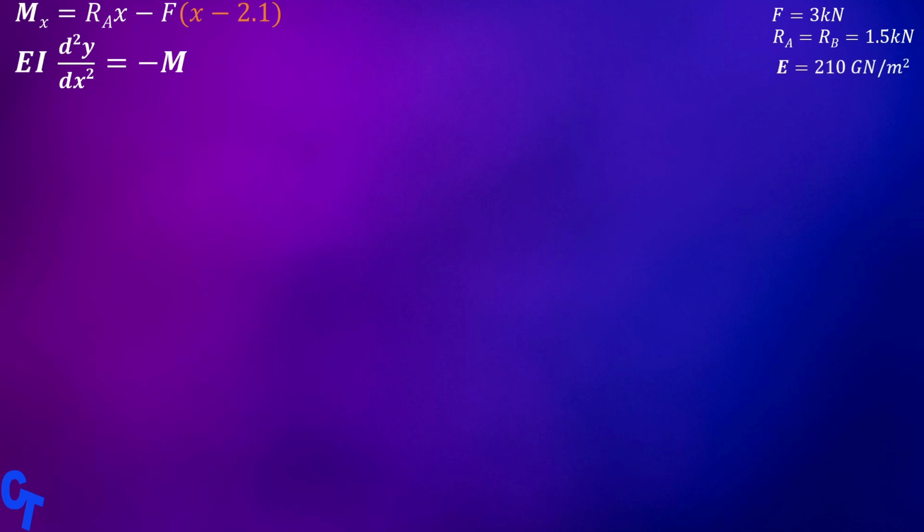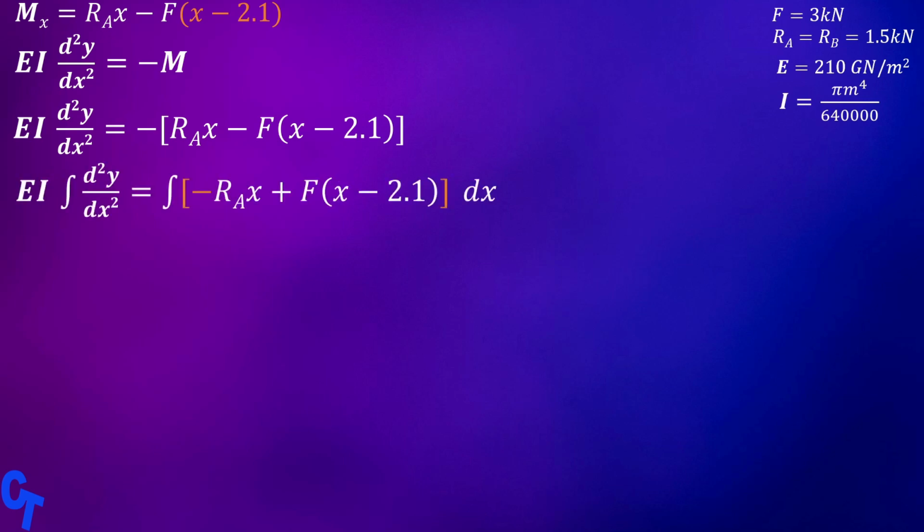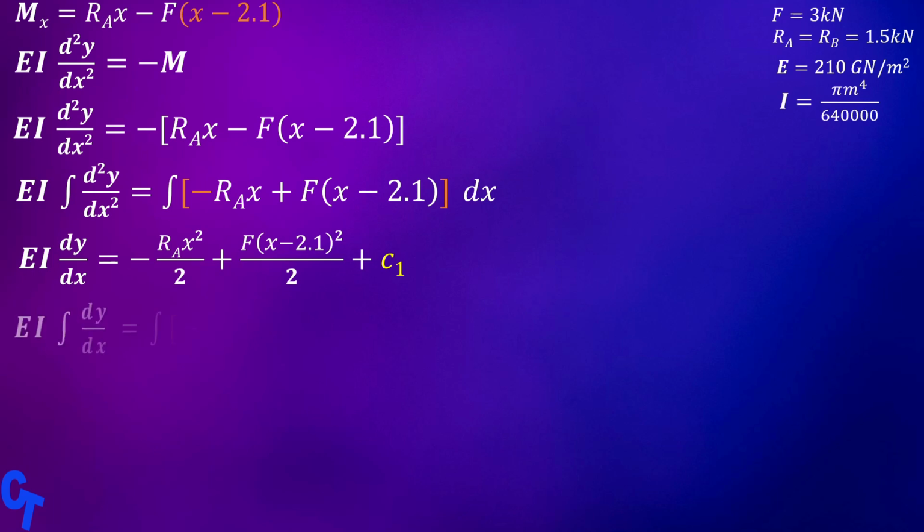Now let's substitute M into our formula. To remove d2y/dx2, we integrate both sides twice with respect to x. If we integrate the second derivative, we get the first derivative, and on the right-hand side, if we integrate x, we get x squared over 2, and for x minus 2.1, we are going to use the chain rule because if we don't use the chain rule, our answer will be incorrect. That's the limitation of the double integration method. Since we are integrating, we're going to have a constant of integration. Let's call it C1. Now we are going to integrate again.